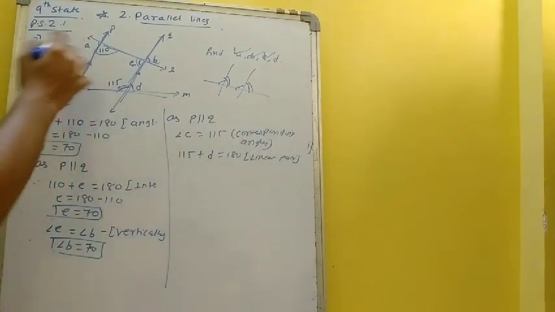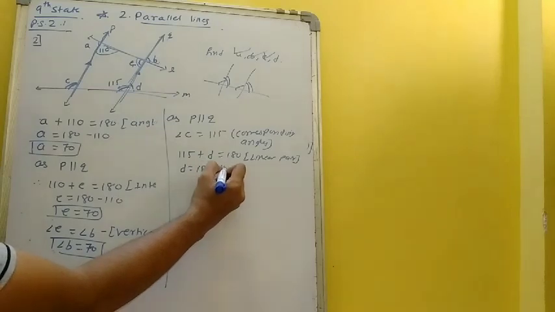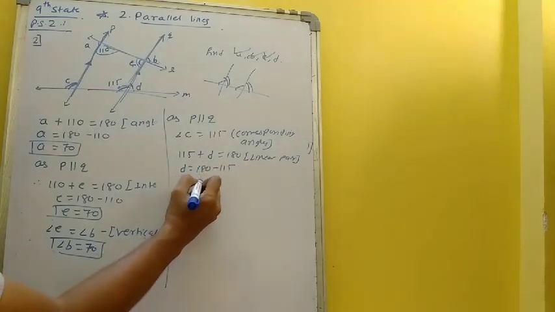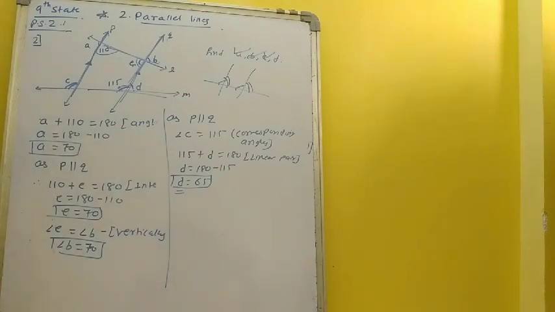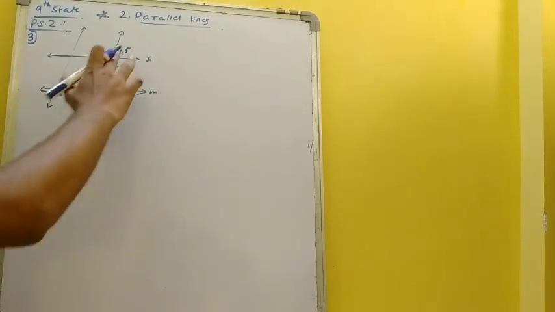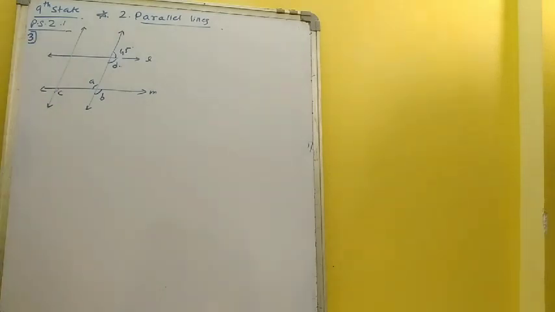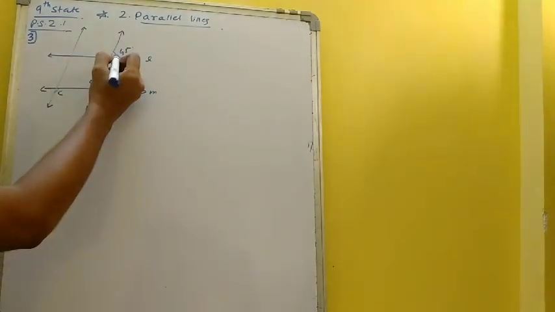Okay, as we have used to find A, so D is equal to 180 minus 115. So, it is 65. The value of D is 65. Okay. For better understanding, I'll also write D over here, so that it will be easy for you to solve the sum.